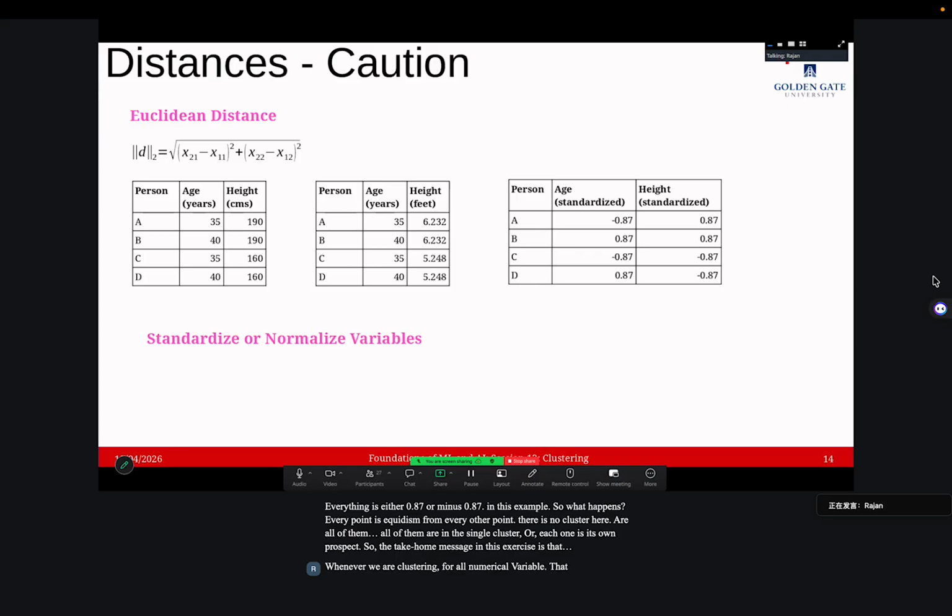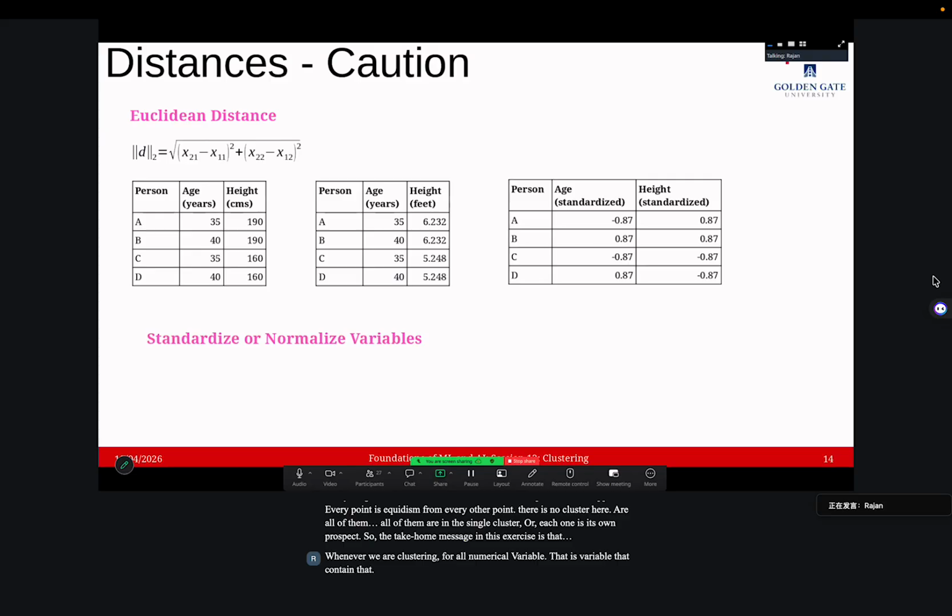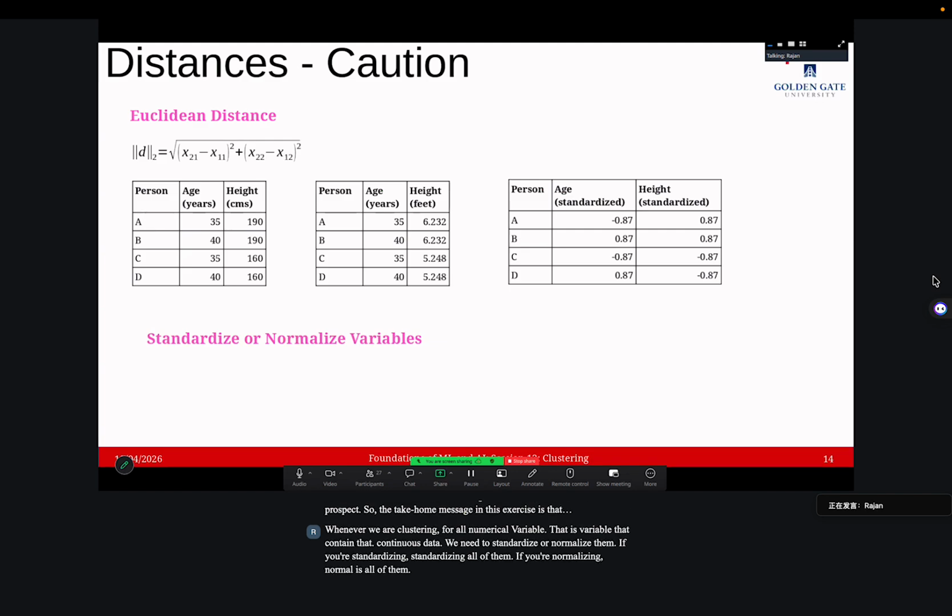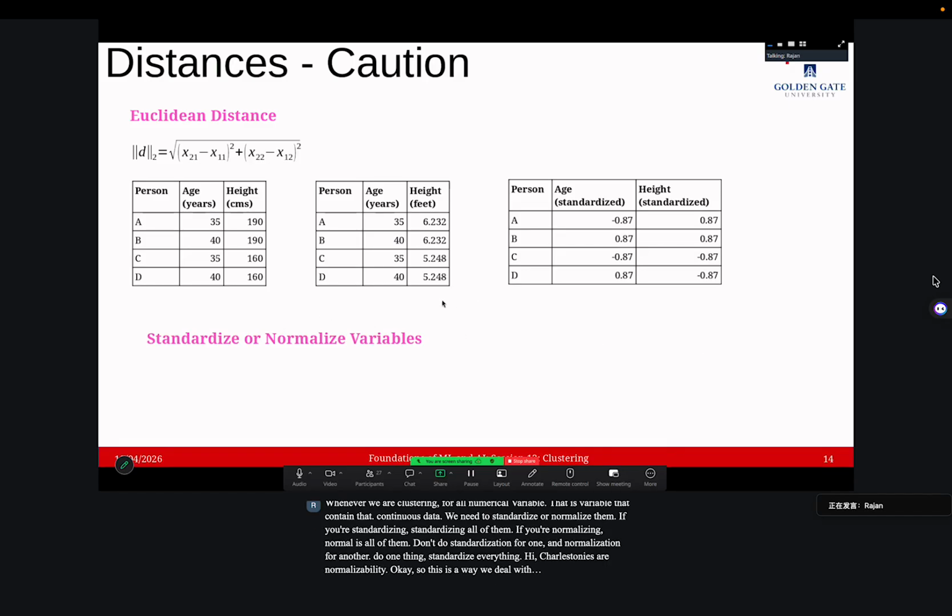Okay. So the take-home message in this exercise is that whenever we are clustering for all numerical variables, that is variables that contain continuous data, we need to standardize or normalize them. If you are standardizing, standardize all of them. If you are normalizing, normalize all of them. Don't do standardization for one and normalization for another. Do one thing: standardize everything, or normalize everything. Okay? So this is the way we deal with continuous variables. That's well and good, excellent.